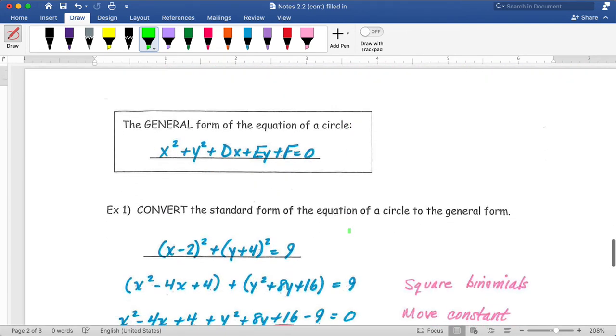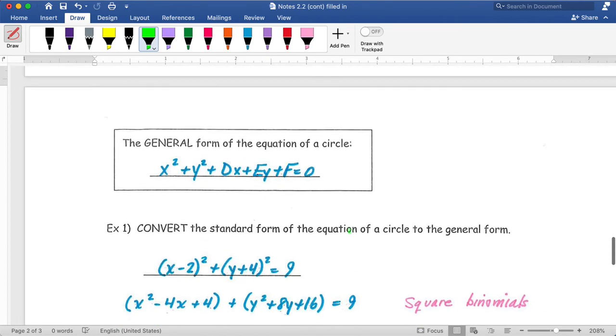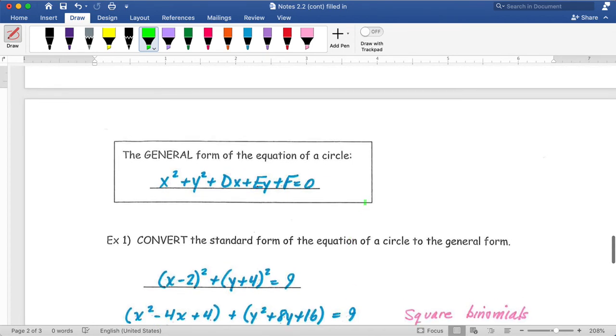All right, one last thing we have to do here in these notes, because I believe this was 3 pages, is talk about the general form of the equation of a circle. This time the general form is always set equal to 0. And you'll see here, we can't easily pick out the center and the radius when it's in this form. x squared plus y squared plus dx plus ey plus f equals 0. You know, this d, e, and f, they just represent coefficients and a constant. That's all that is.